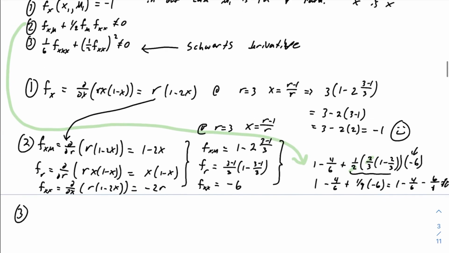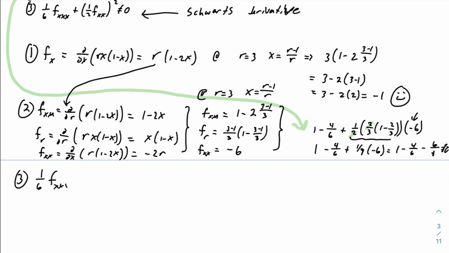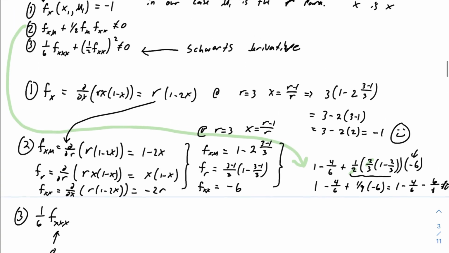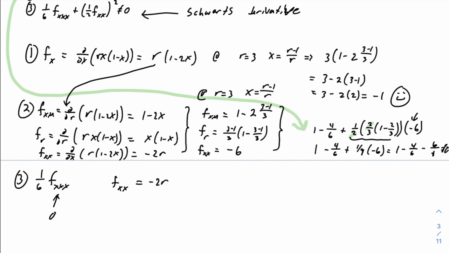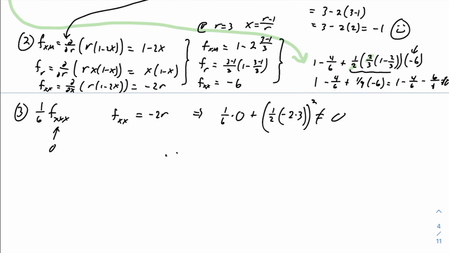Third and last condition, we need to find 1/6 f triple prime. So we know f double prime is equal to negative 2r, so that partial x is actually going to be equal to 0. And then we need to find f x double prime, which is the negative 2r. So then we have 1/6 times 0 plus 1/2 (negative 2 times 3), right? Because r is equal to 3. All this squared. And that, again, is not equal to 0. So, therefore, all three conditions are satisfied.